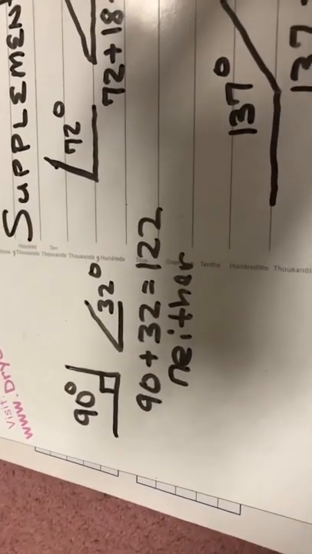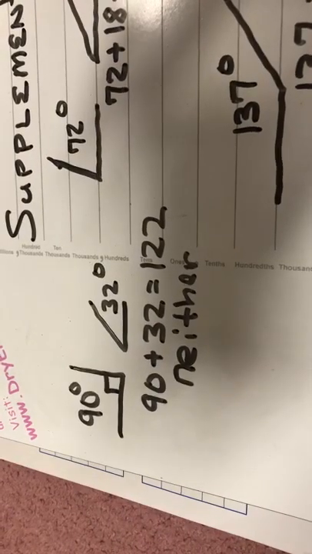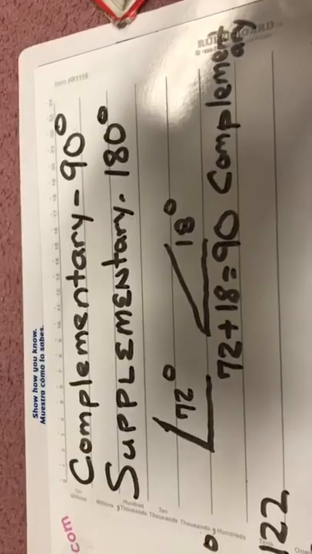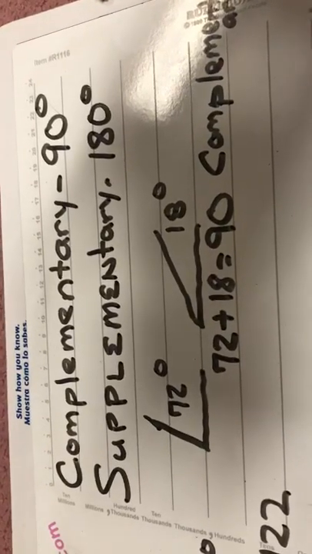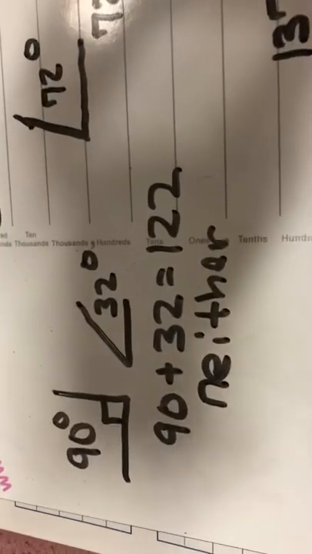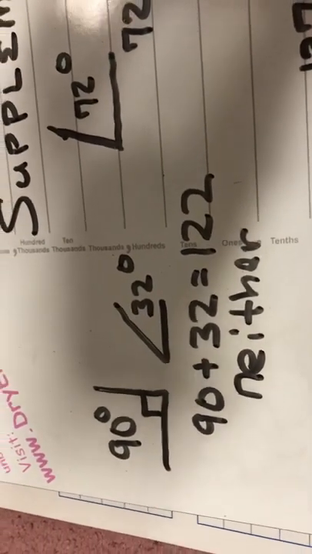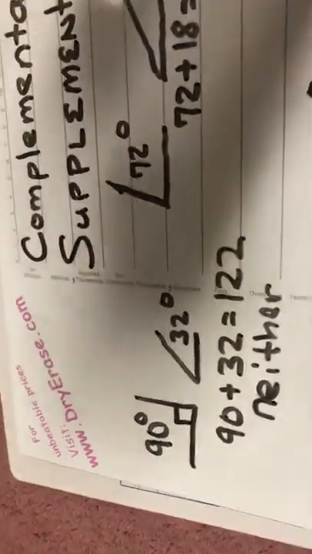On the first part of your assignment today, that is what you're doing. They give you two angles. You simply have to add them up. If they equal 90 degrees, they are complementary. If they equal 180 degrees when you add them up, they are supplementary. If they, like this example that we did, don't add up to either 90 or 180, you're going to write neither.